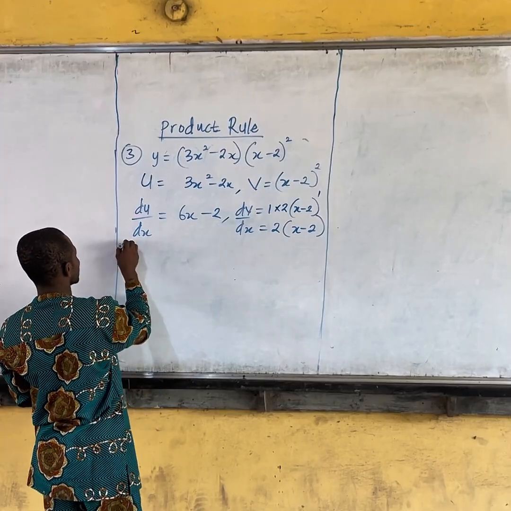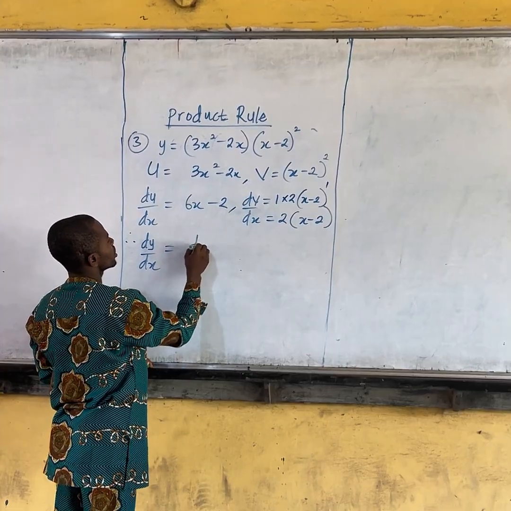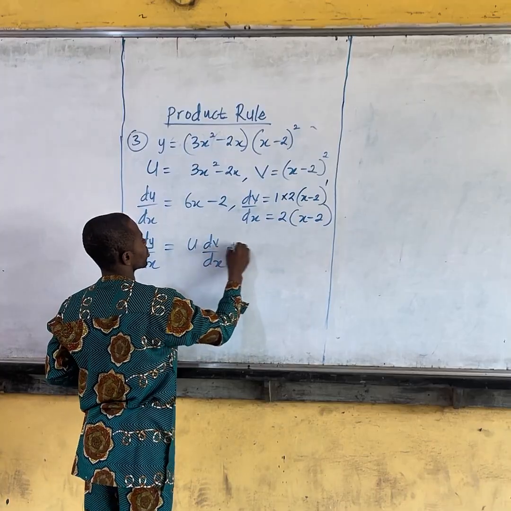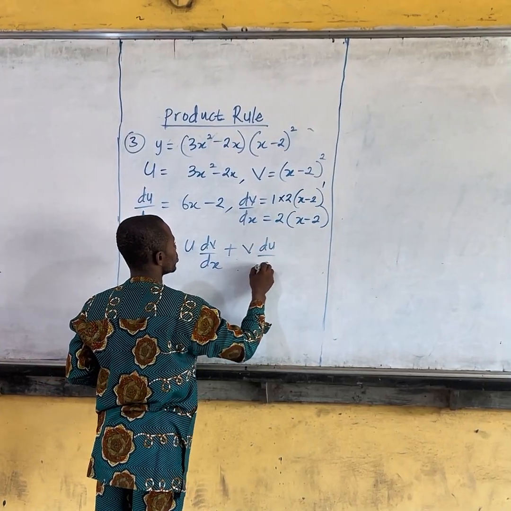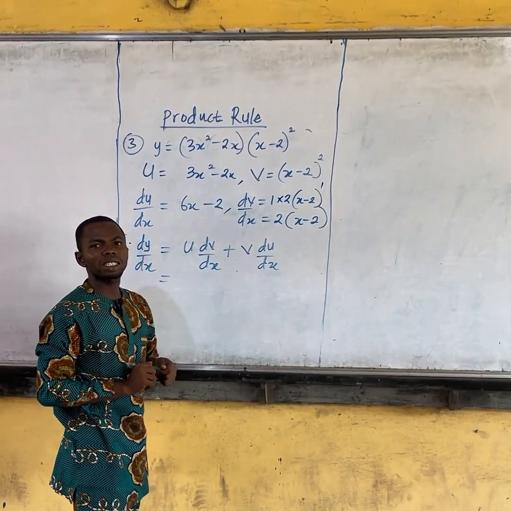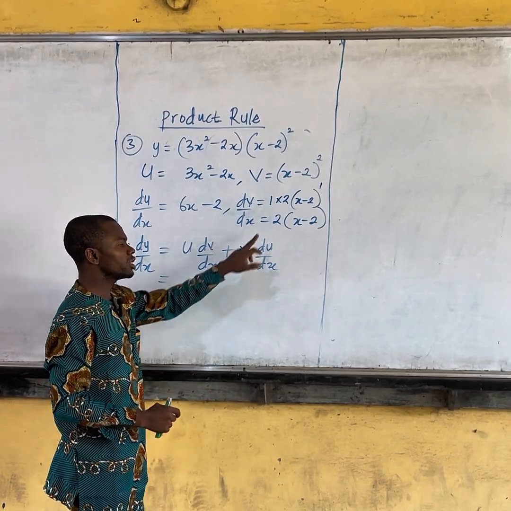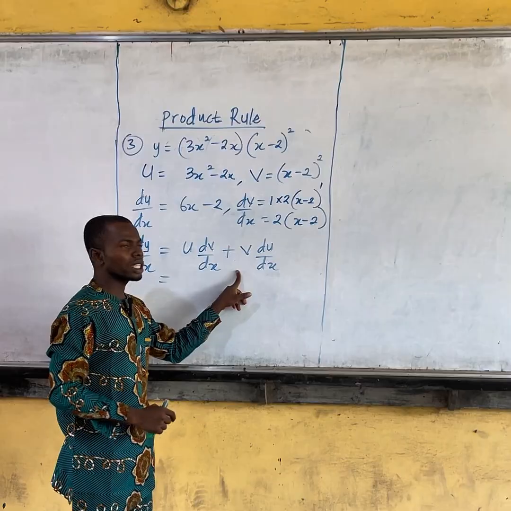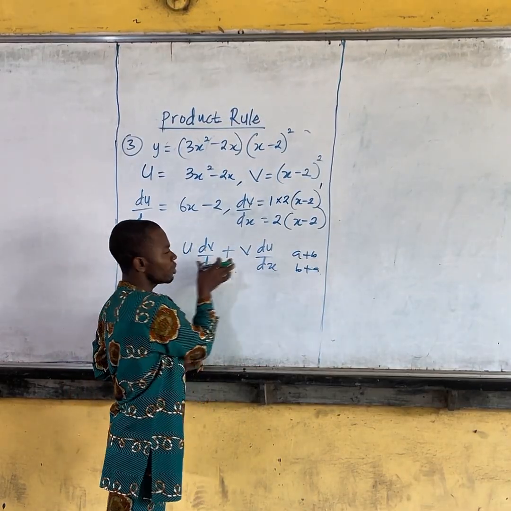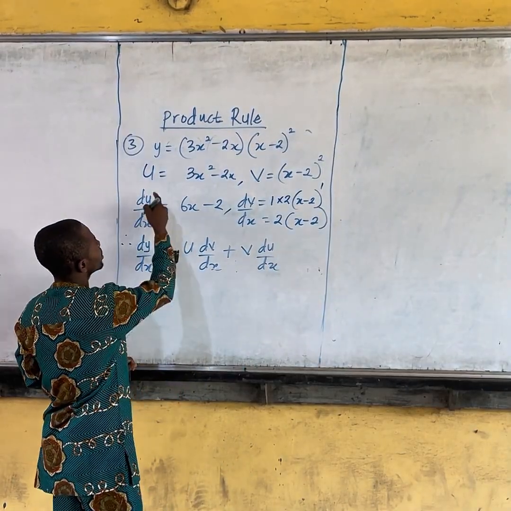So I can now move on according to the product rule: dy over dx is equal to u dv dx plus v du dx. Please note, in mathematics, addition is commutative according to the law of commutativity. It can be v du dx plus u dv dx. It's like saying a plus b; it can also be b plus a. This one can come before this, or this before this. Both are correct.